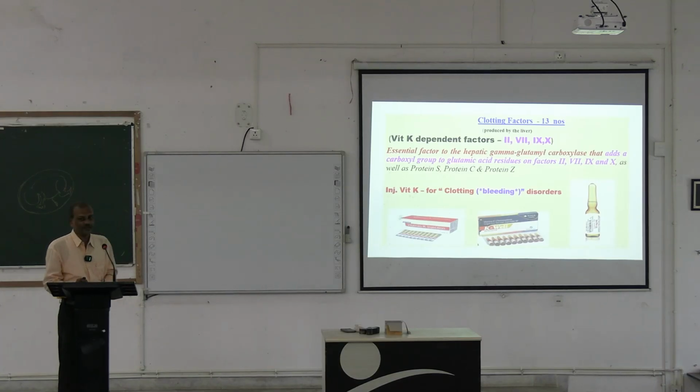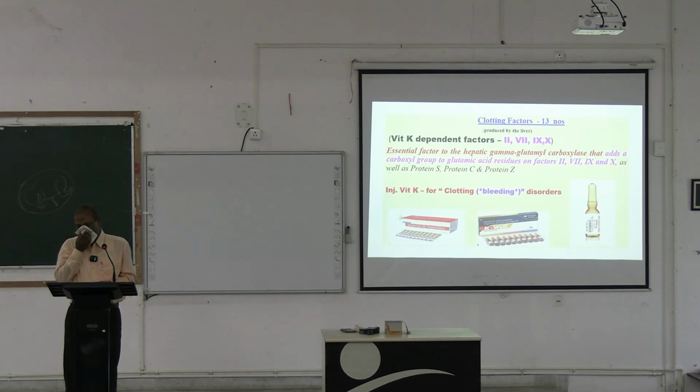Now, you understand gradually. Out of the 13 factors, or 12 factors I would say, note down this one: vitamin K dependent factors. Factor 2, 7, 9 and 10. This is a common question. So, if there is any bleeding disorder, usually vitamin K injection is given to increase the level of these factors, as a method to stop bleeding. Bleeding means clotting here, I would say.